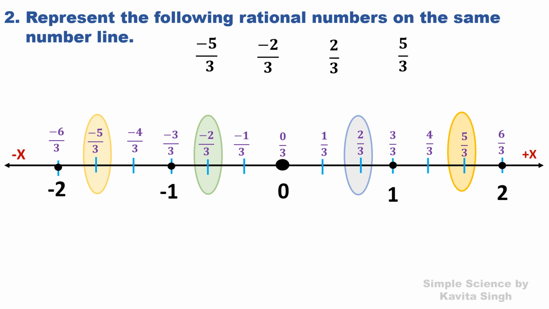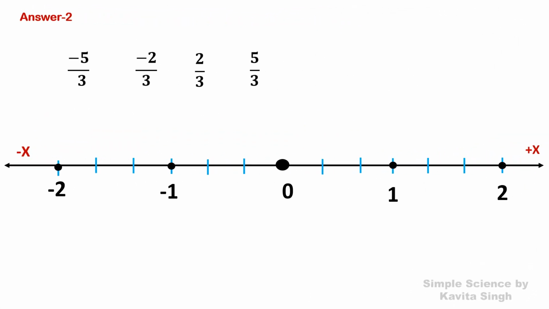We need only 4 values on the number line. All the other values we don't need. It is not asked in the question. So what should you do now? We will plot only these 4 numbers on the number line. So where is minus 5 by 3?